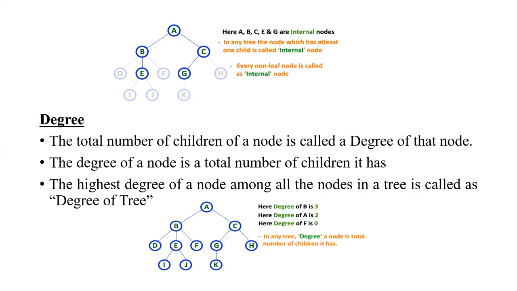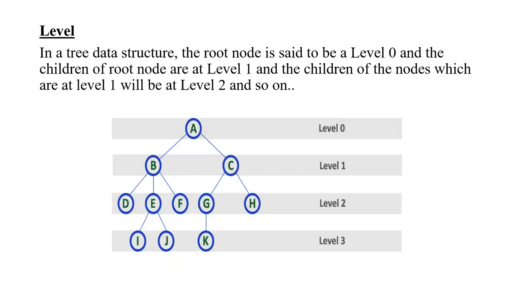Degree of F is 0. So for any node, the number of children it has represents the degree. So the highest degree of any node in this tree is B, which has 3. So the degree of the tree is going to be 3.